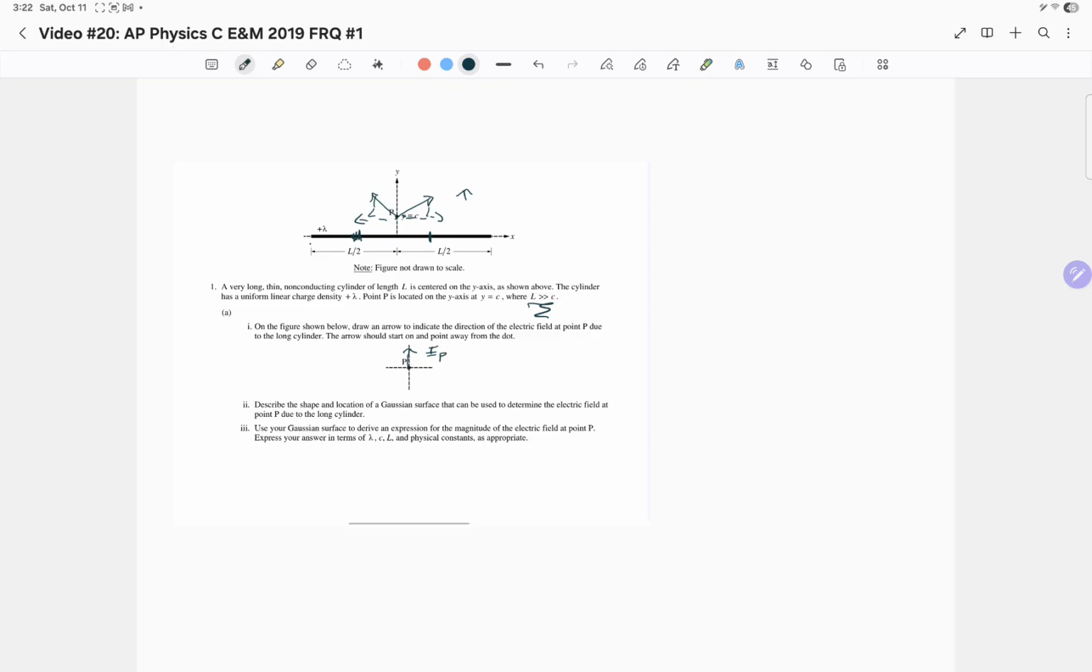Okay, that wasn't so bad, right? Similar to drawing a free body diagram in mechanics, so a lot of the same skills carry over. Now they want us to describe the shape and location of a Gaussian surface that could be used to determine the electric field at point P due to the long cylinder.